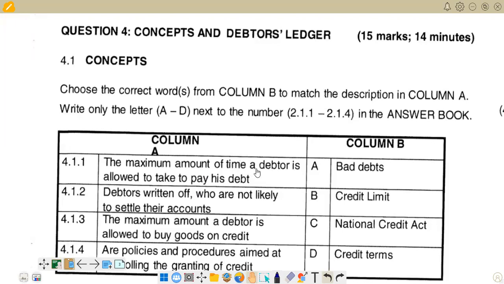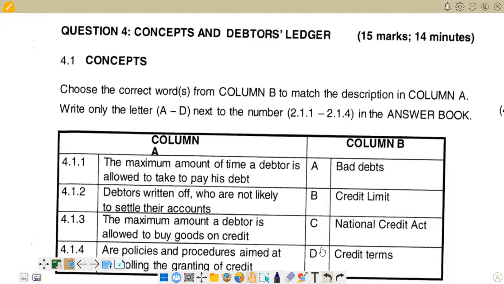The maximum amount of time a debtor is allowed to take to pay his debt. Then we go to which is the most appropriate term there that is matching this explanation. We've got bad debts, credit limit, national credit card, and you know that credit term is the most appropriate there. A credit term outlines the maximum time that a debtor is allowed to take to pay his debt. And most businesses or most companies, they usually set their credit term on 30 days. That is, a debtor can pay before 30 days any amount owing. And if it overlaps those 30 days, it means it's going to attract some interests. The selling company will charge some interests on that debtor. It is a punishment for late payment or charges for late payments.